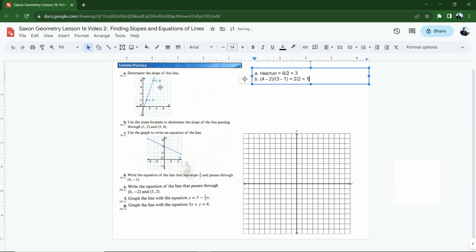So for a slope of 1, I go up 1 over 1, because 1 is the same as 1 over 1. All right, there we go.